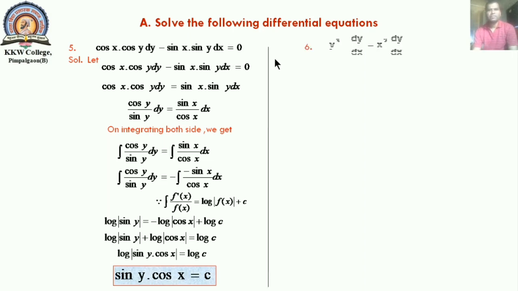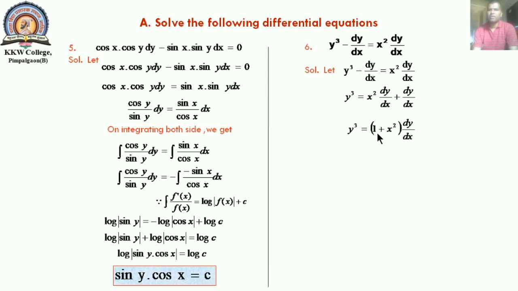Next example is y cube dy by dx is equal to x square dy by dx plus dy by dx. There are two terms of dy by dx. Transfer this minus x square dy by dx to the right hand side, you will get y cube is equal to x square dy by dx plus dy by dx. Then dy by dx is common, so you will get x square plus 1 times dy by dx.